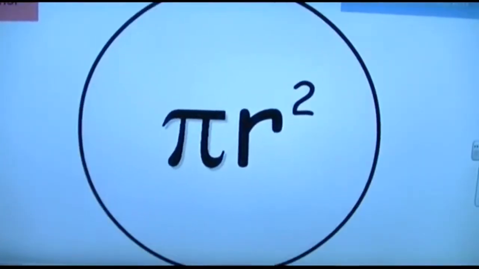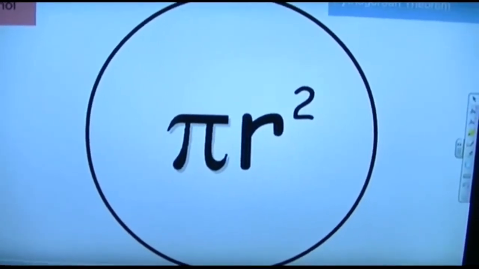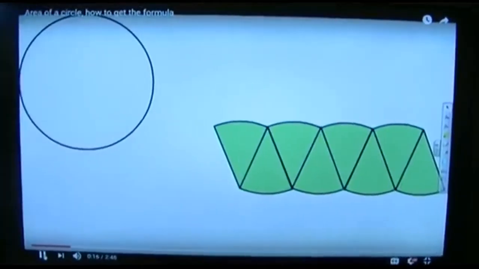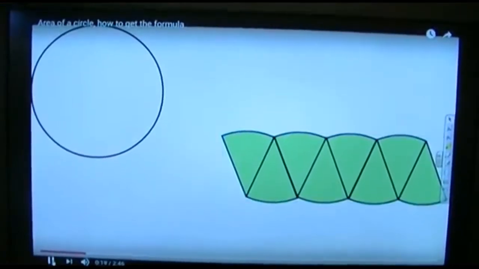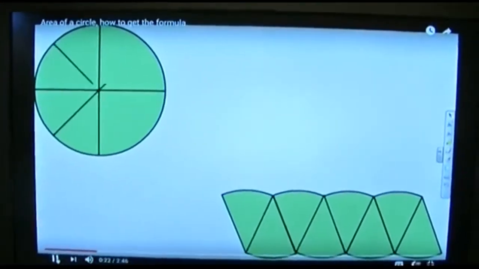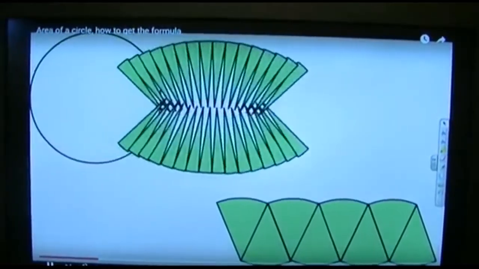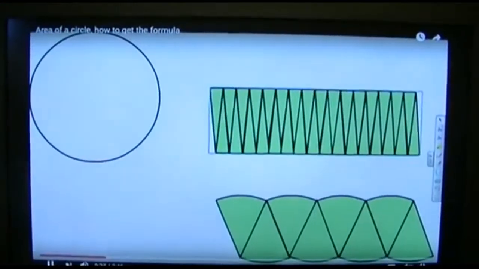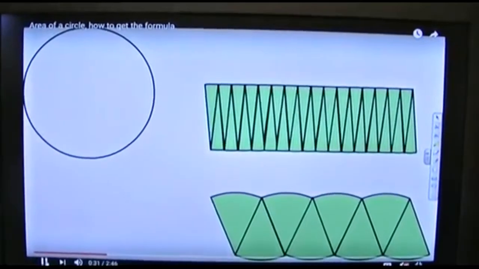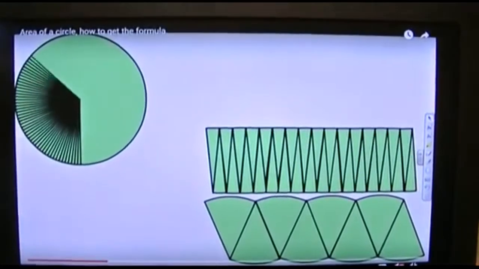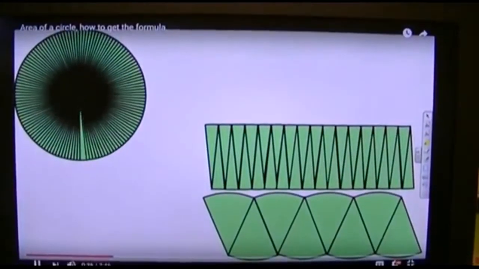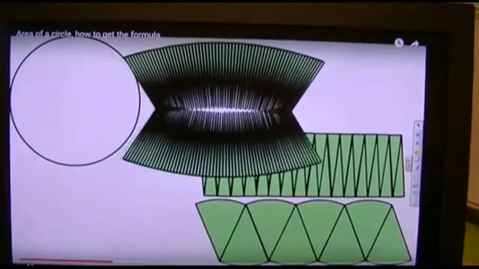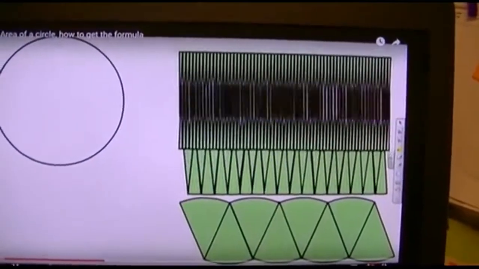Pi r squared gives you the area of a circle. But where does pi r squared come from? First, we'll draw a circle and fill in its area. Next, we will divide it into large equal parts and arrange them in a rectangular formation. As you can see, it barely resembles a rectangle. So next, we will divide the circle into small equal pieces, and we will arrange them in the same manner. You can see that it appears more like a rectangle. So if we divide the circle into even more smaller pieces, you can see that every time the shape becomes more like a rectangle.